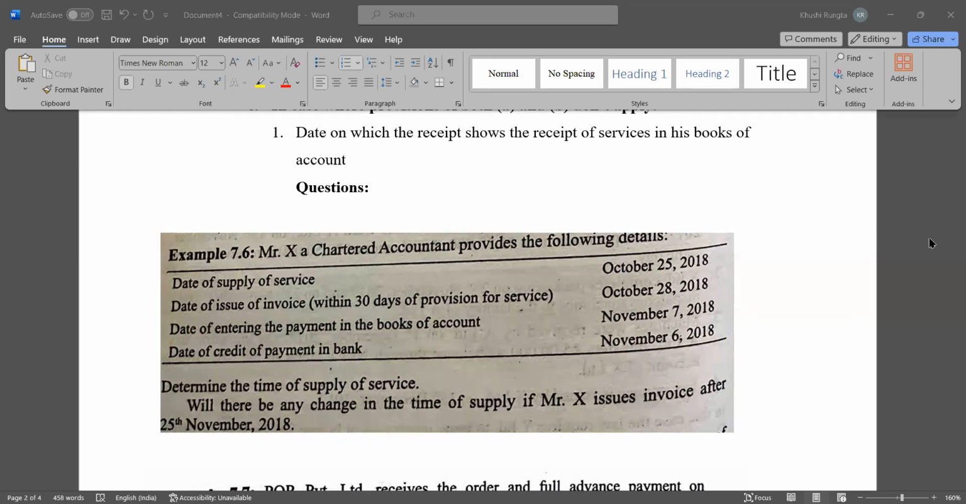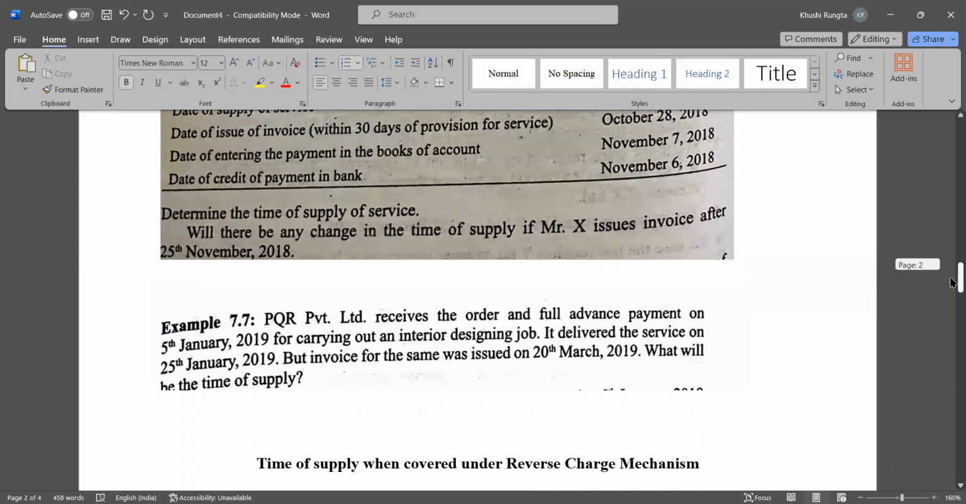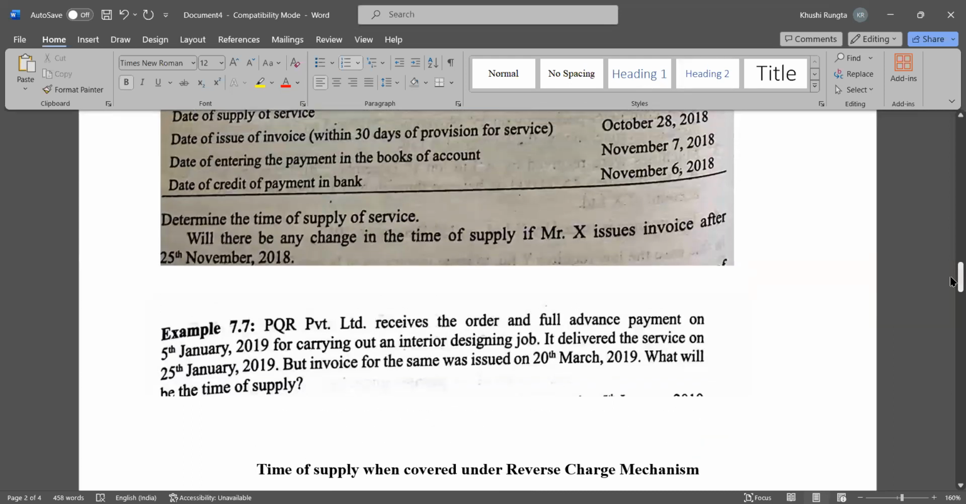Okay, coming to the next question. It tells PQR Ltd receives the order and full advance payment on 5th January 2019 for carrying out an interior designing job. It delivered the service on 25th Jan 2019, but the invoice for the same was issued on 20th March 2019. What will be the time of supply?